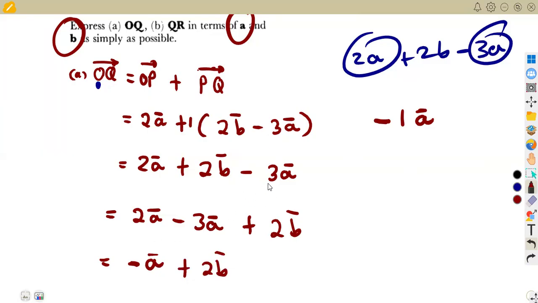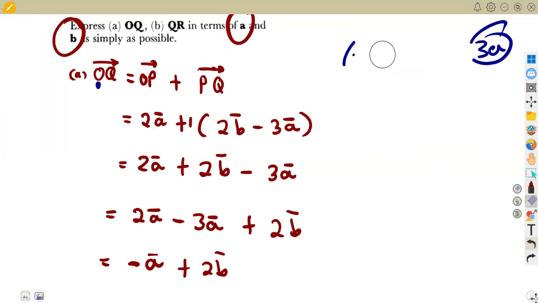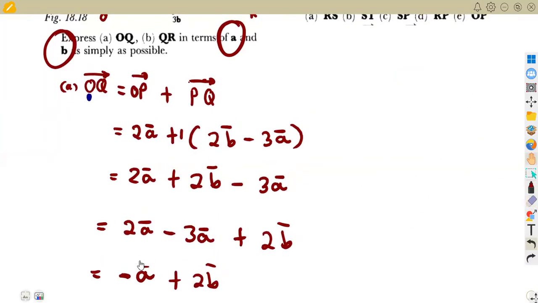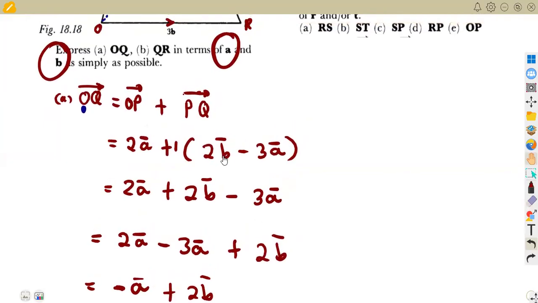So like I said, it is important for you to note that it is not just about answering the question, but also about your presentation as you are answering your questions. Try by all means to present your work properly. This is the vector indication that you're supposed to have.